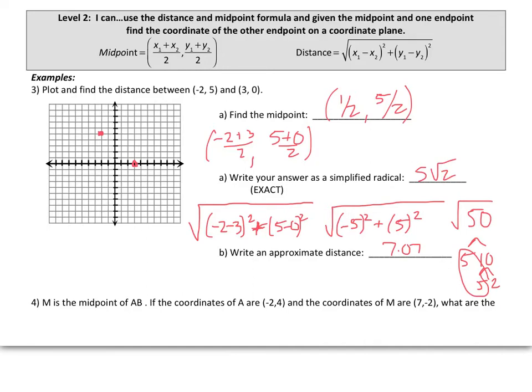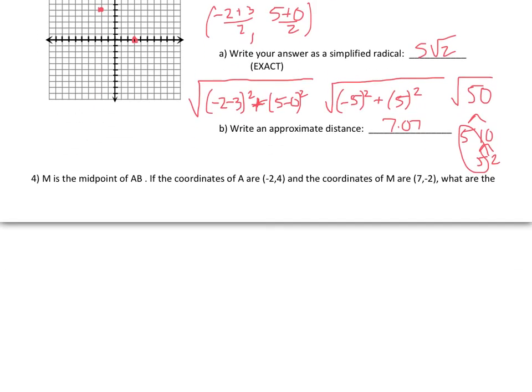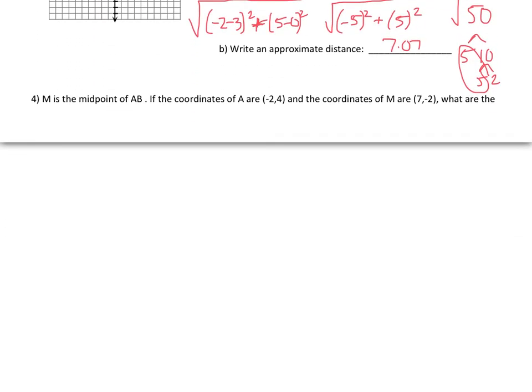Alright, so now we need to look at the next problem. The next problem says M is the midpoint of AB. If the coordinates of A are negative 2, 4, and the coordinates of M are 7, negative 2, what are the coordinates of the other point? So this is a little tricky. There are actually 2 ways to do this, option 1 and option 2. I'm going to show you 2 ways.